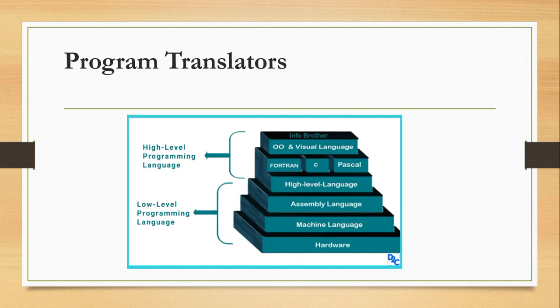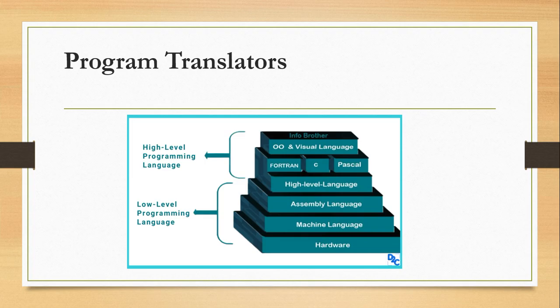Now, in a chart to illustrate further the difference between high level and low level, you can see on my screen the computer hardware, the machine language sitting directly on top of the hardware, and the assembly language on top of it. These assembly and machine languages are closer to the computer hardware, and that is why we refer to them as low level languages. The other ones that are not closer to the machine or hardware, but closer to human spoken language, are referred to as high level languages. You can see examples: Fortran, C, Pascal, object-oriented and visual languages, Python, JavaScript, C++, C#, Dart, Go, and a lot of programming languages whose names you hear today are categorized as high level languages.